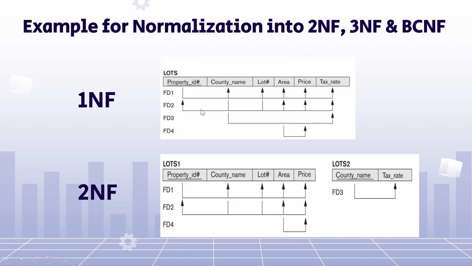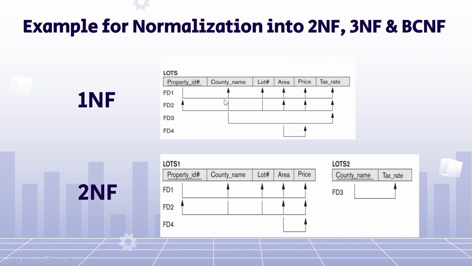Now checking for 2NF. We have already assumed this as 1NF form. We have to check for the 2NF condition. In 2NF, the rules are, it should be in 1NF form, and there should not be any partial dependency existing here. So you can see the first functional dependency is property ID determining country name, lot number, area, price and tax rate. Yes, the primary key is property ID, so it can determine any other attribute in the table.